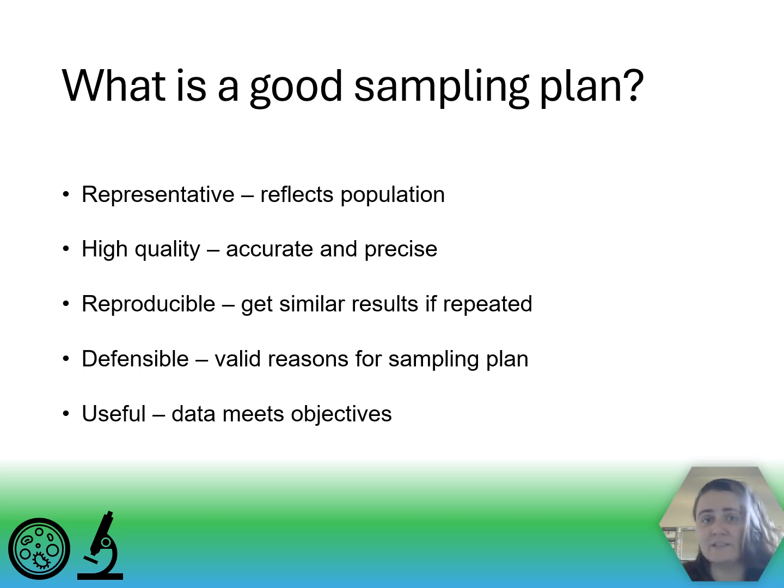And then the last is useful. So the data actually meets objectives. And useful kind of seems like a strange one to throw in here, but that's becoming more and more important as we have more and more information about the world. So good sampling plans should be representative, high quality, reproducible, defensible, and usable. So these are things to think about, especially when we do water, because we're going to start to see with water that it is much more spread out and it's much more fluid, no pun intended. So there's a lot of things to think about with these types of samples.